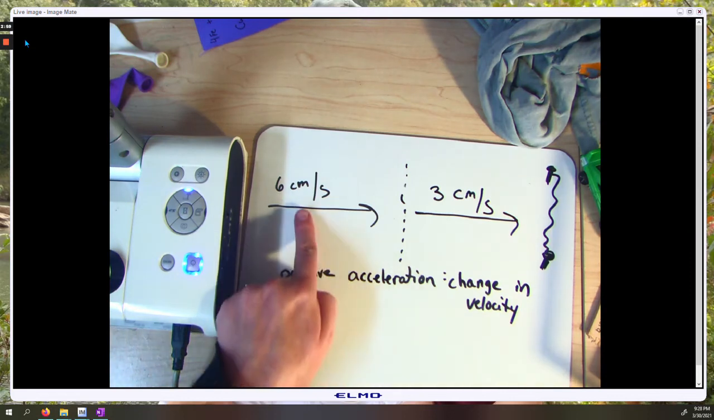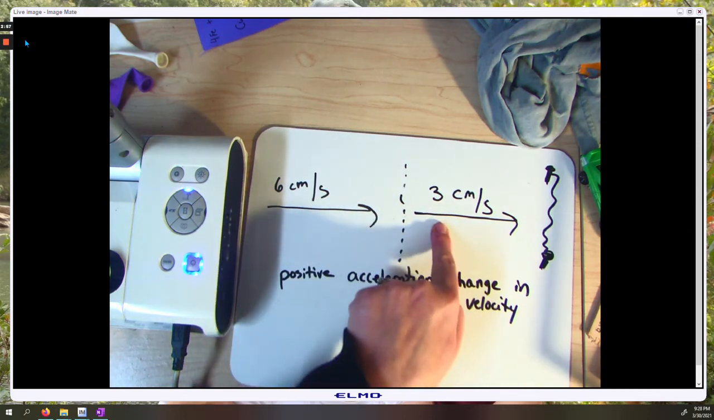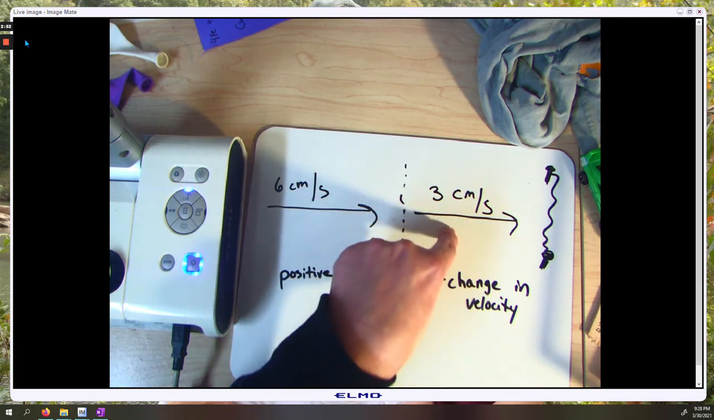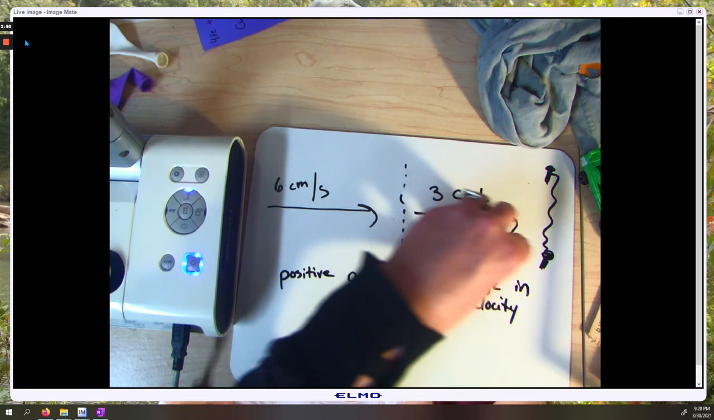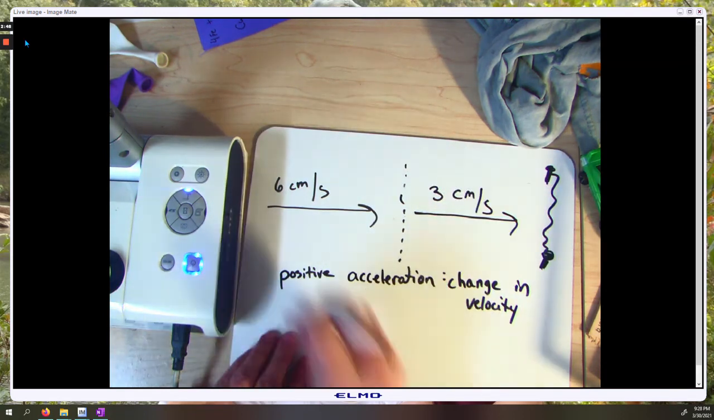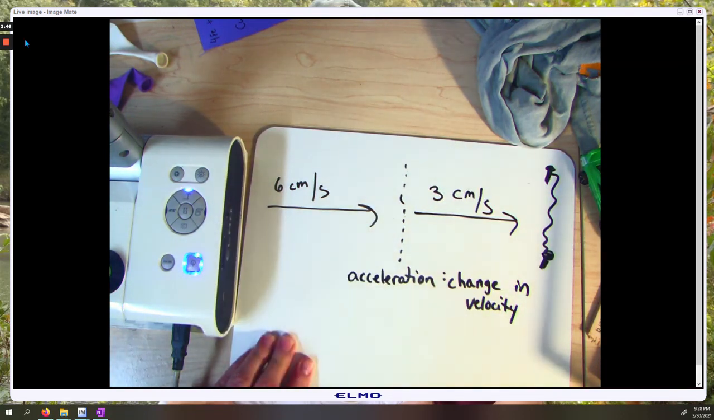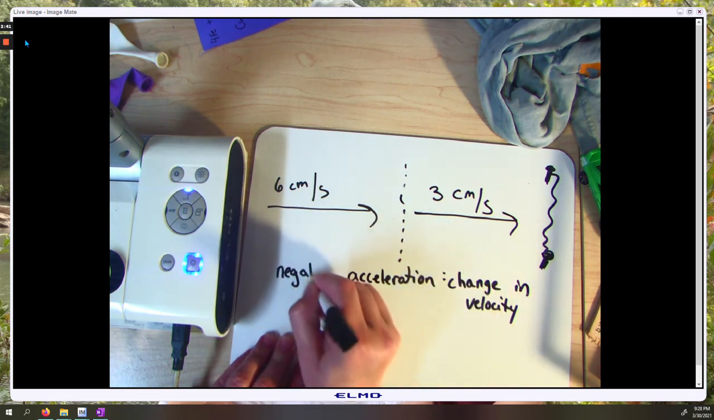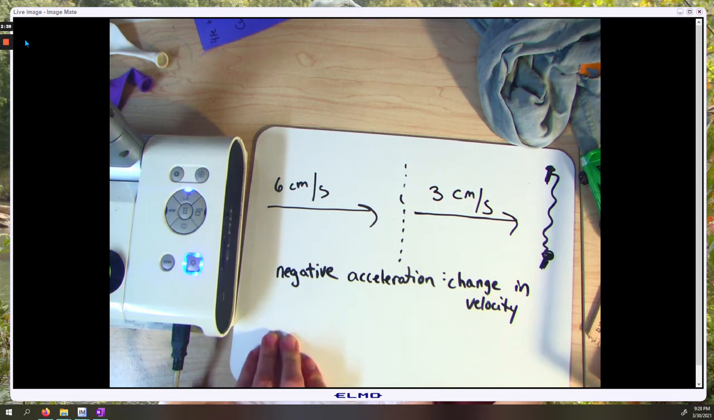Now, we did have a change in velocity, but this time the velocity got less, making it take longer to get to the finish line. And so, because it slowed down, we call it negative acceleration.